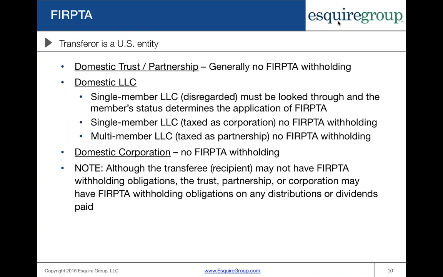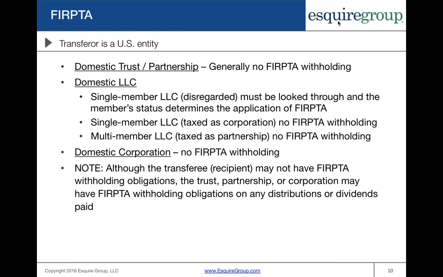One of the things that I think is really important to note when it comes to FIRPTA is it's not always clear if the person selling the property or disposing of the U.S. real property interest is a foreign person or not. What happens if the person disposing of the U.S. real property interest is an entity and is a U.S. entity? For example, a U.S. trust or partnership, an LLC or domestic corporation.